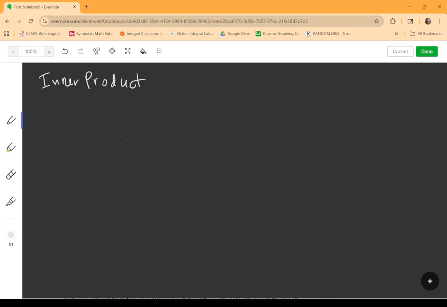So we're going to look at the inner product, which will lead through to the concept of length of vectors, angles between vectors, and then this idea of orthogonality. So that's what we aim to build here.